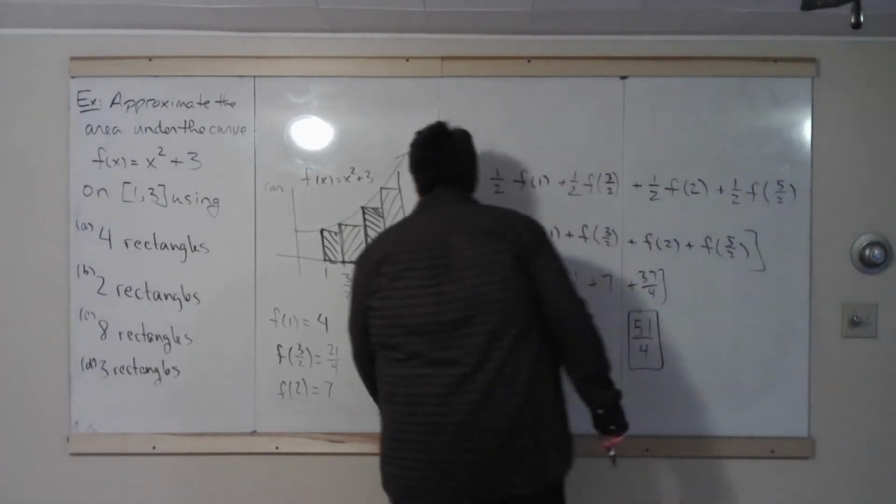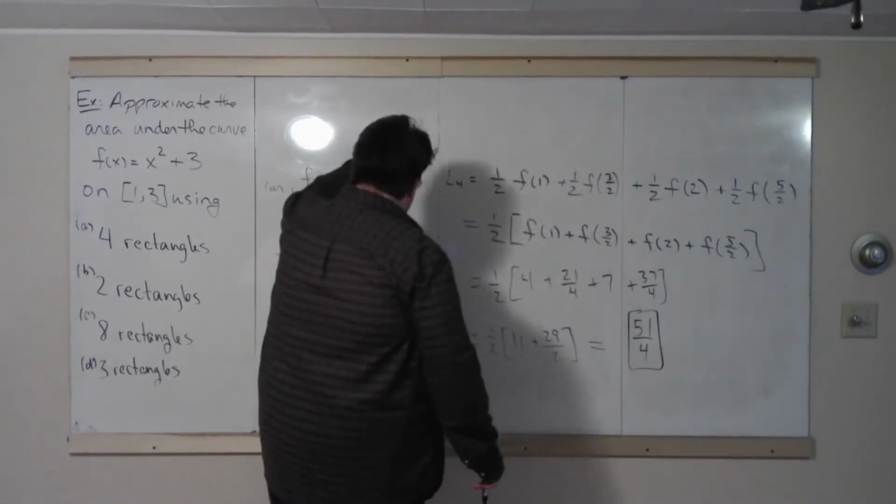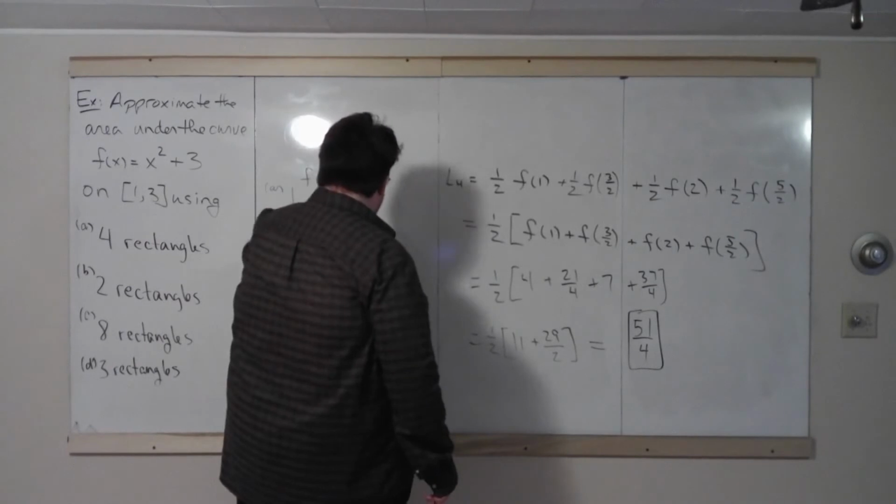So right here we saw the left approximation. Let's look at now the right approximation, the right-hand approximation.